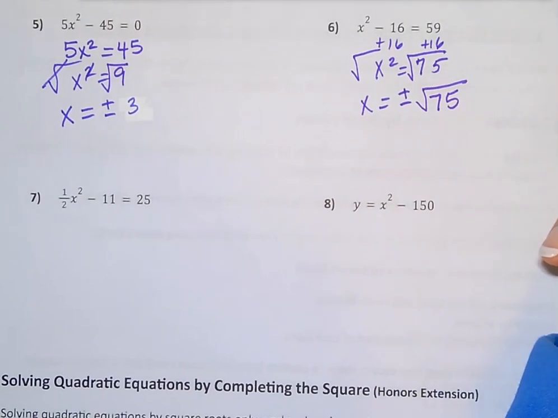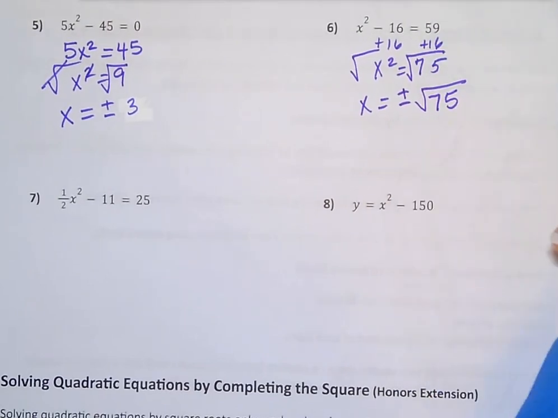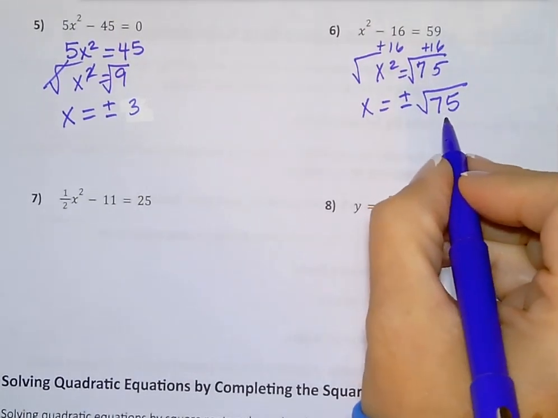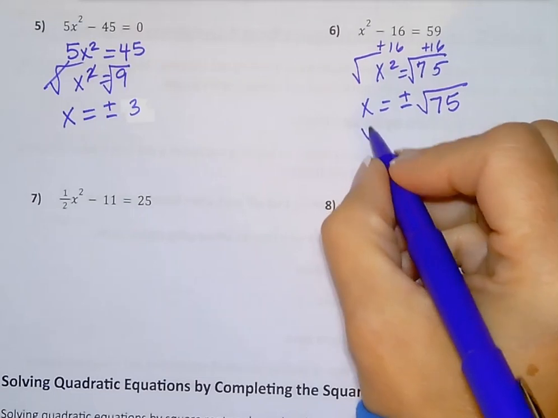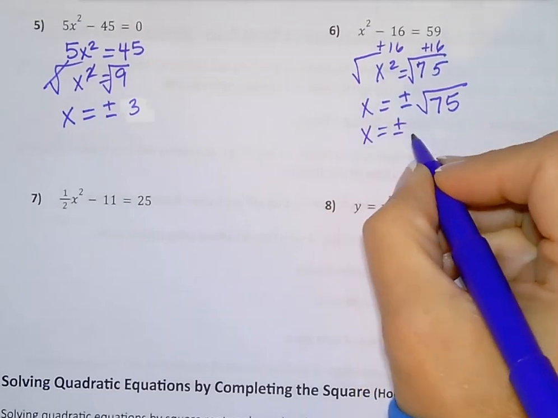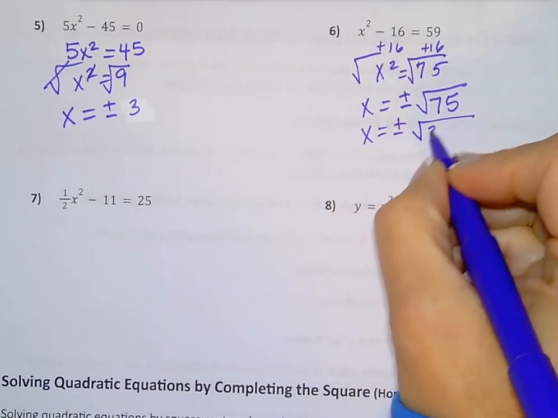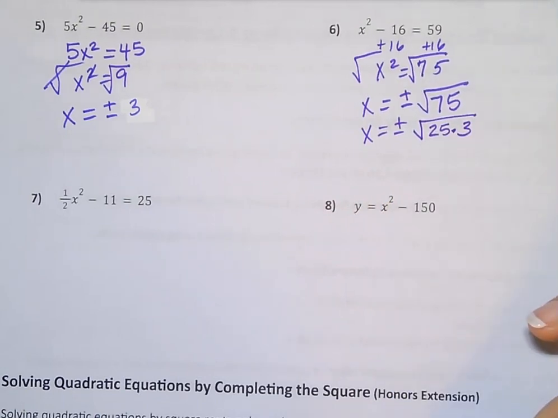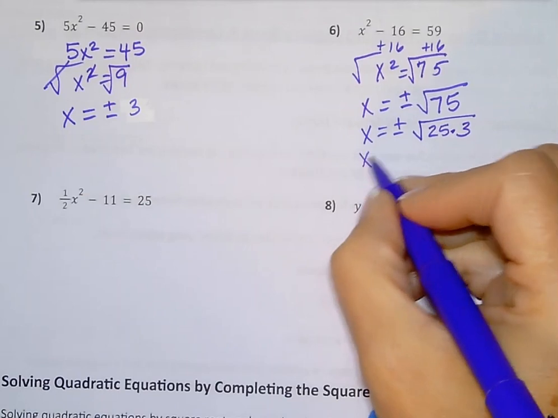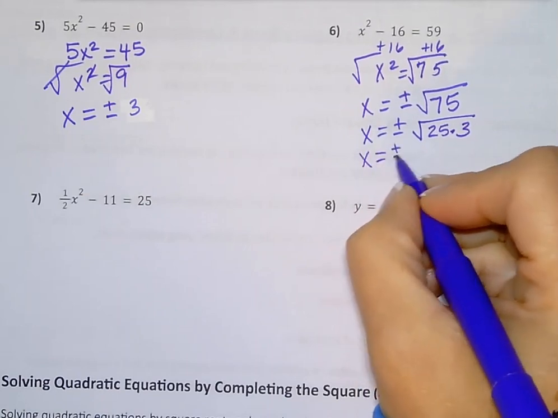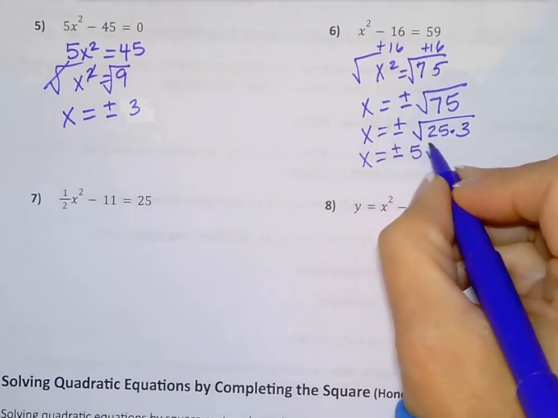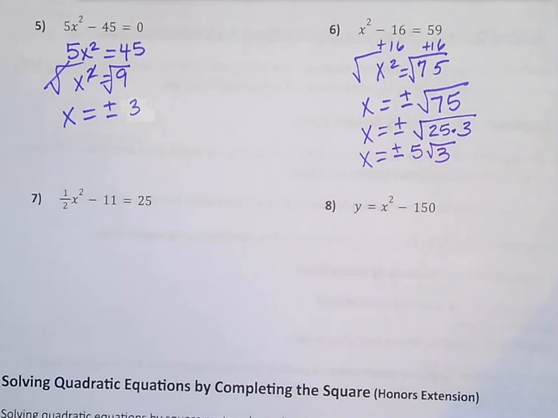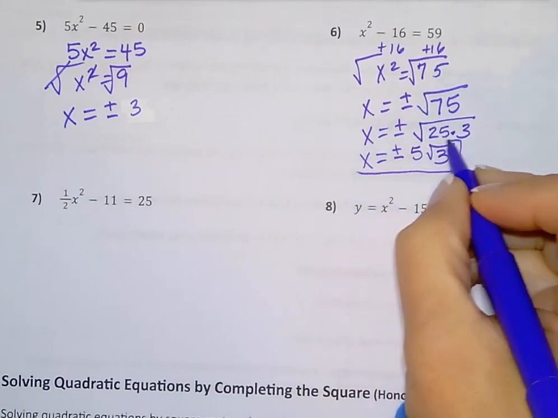Now, I can simplify square root of 75, so you have to think back to this unit that we had. I know that this is x equals positive or negative of the square root of 25 times 3. Yeah? And so I know that this is x equals plus or minus 5 times the square root of 3. That's my final answer, okay?